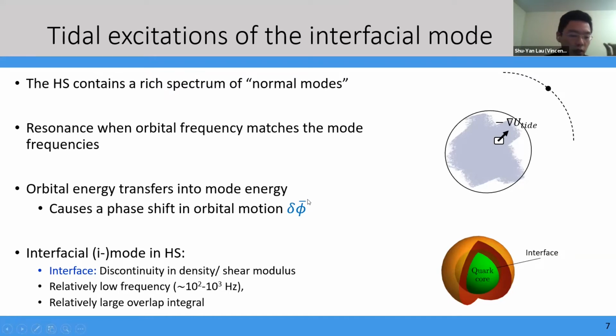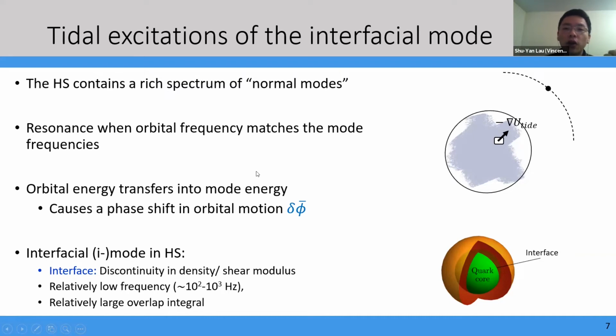And in this study, we focus on one particular normal mode called the interfacial mode in hybrid stars, because this interfacial mode is a unique feature in a system with an interface. By interface, we mean there is some discontinuity in either the density or the shear modulus of the interior. And in our case, we have both of these discontinuities.